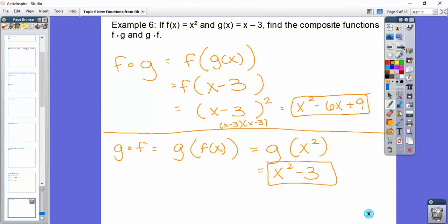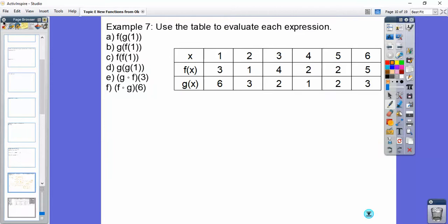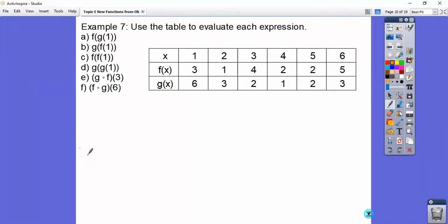Let's do more compositions, but I'm going to represent it differently. So I'm giving you a table. Do you guys want a second to copy that in your notes? Some of you like to write everything down. So I'll give you a second to copy that down. So when I say F of G of 1, G of 1 says my X is 1, find your Y. So when X is 1, my G is 6. So now we have to do F of 6. So when my X is 6, F is 5.